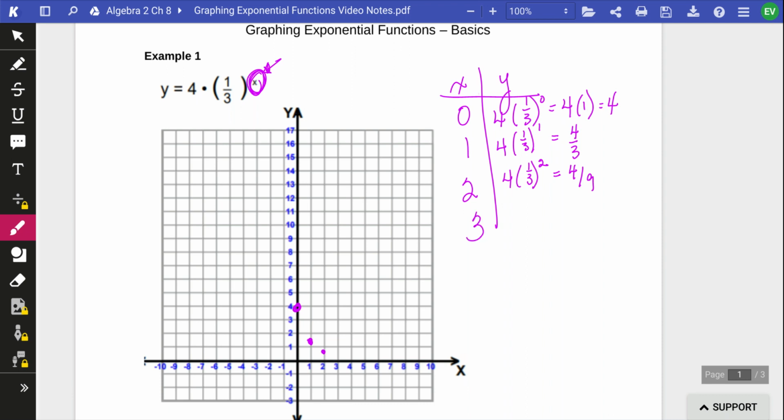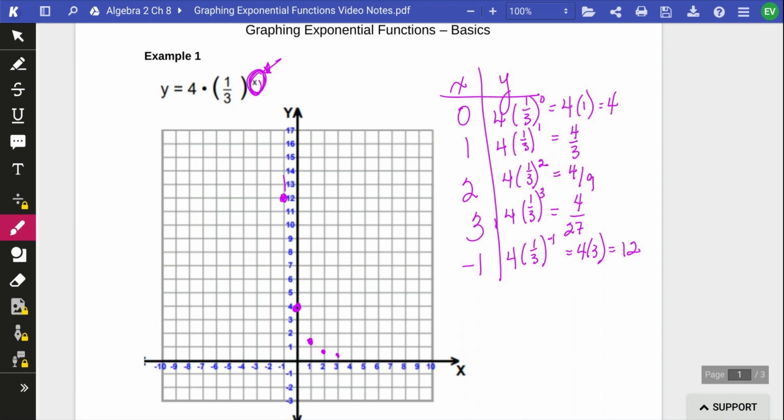If I choose x equals 3, we have 4 times 1/3 to the third power, which is 4/27. And now we're getting really close to that x-axis. You can see how it's decreasing. I do want to go one more the other way, one more to the left. So let's see what happens when x equals -1. 4 times 1/3 to the negative first power. The negative power means flip the fraction. So we're left with 4 times 3, which is 12. So on the other end, on the left side, we have (-1, 12).